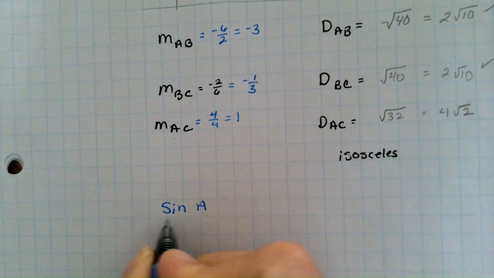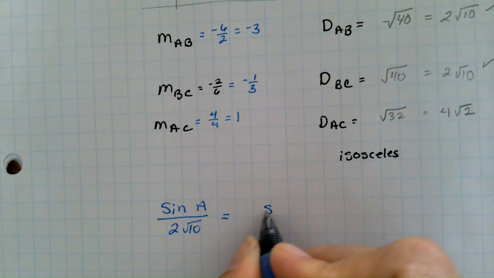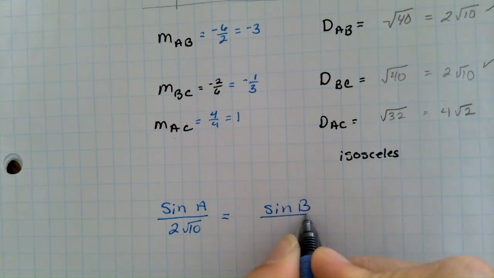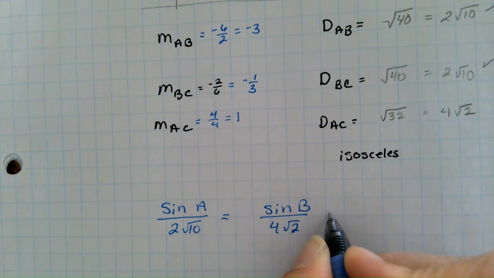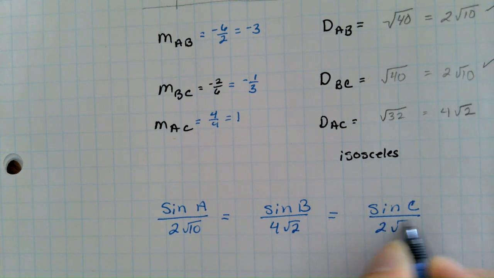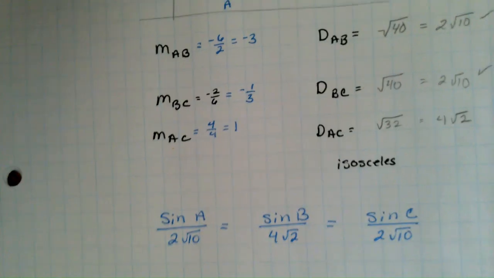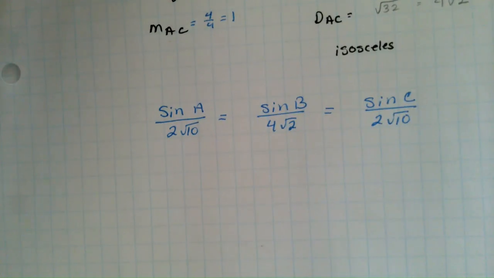Sine of A goes with 2 square roots of 10. Sine of B goes with 4 square roots of 2. Sine of C goes with 2 square roots of 10. The law of sines has failed us. We can't fill in top and bottom. Okay, well, shoot. Guess it's on to law of cosines.